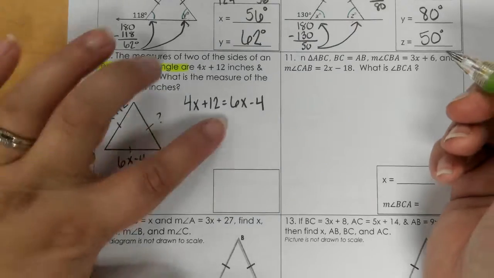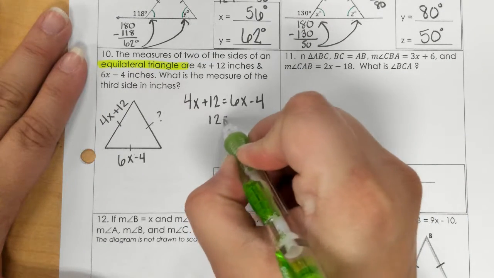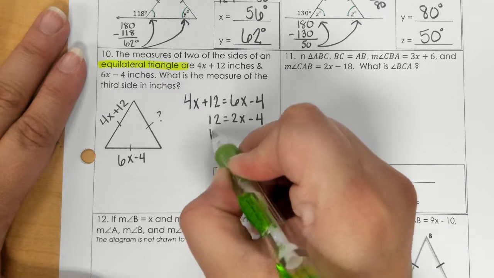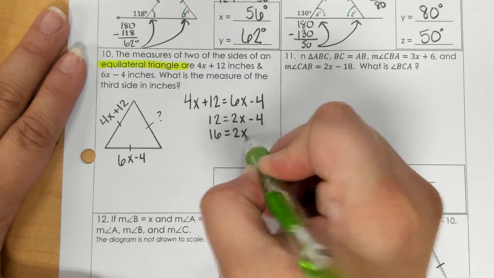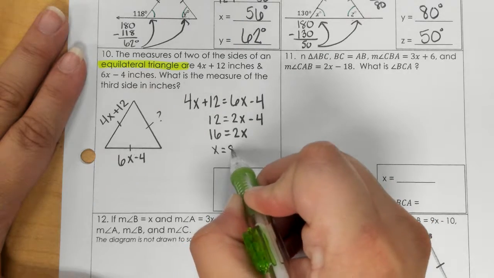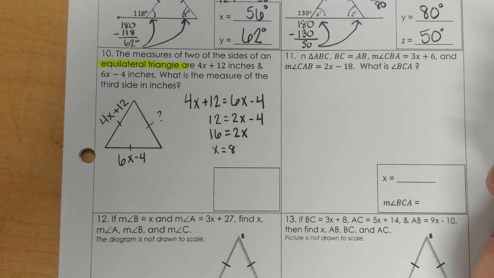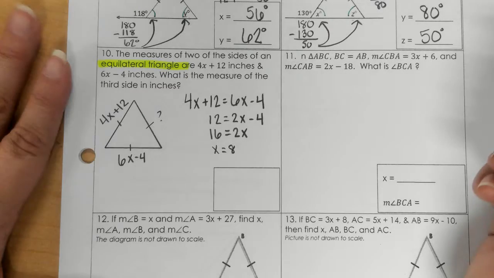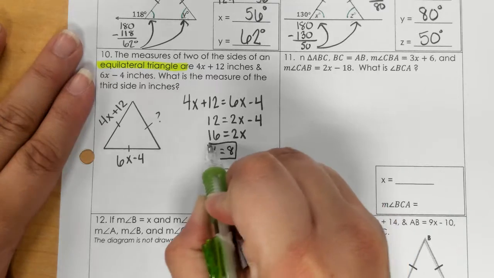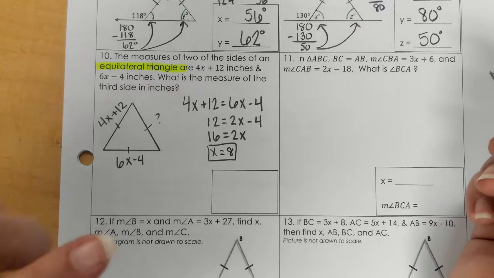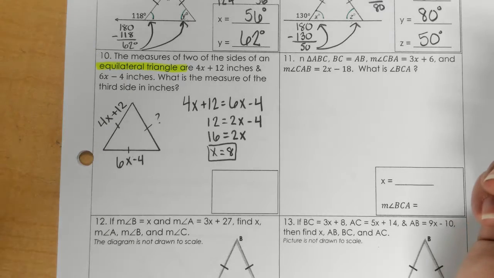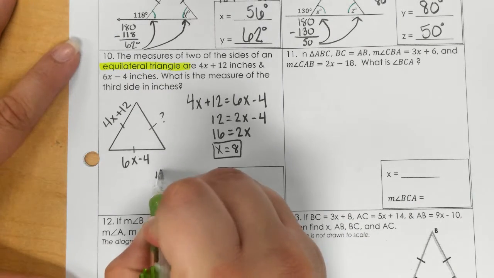So I would subtract the 4x first and get 2x. I would add the 4 to 12 and get 16. And then if I divide by 2, x is 8. But it doesn't ask me for x. It asks me what the third side is. So as I was grading this, I would be looking for, did you get this value right? And then did you take that value and plug it into one of these expressions? It doesn't matter which one. So I'm just going to do the one with the positive.